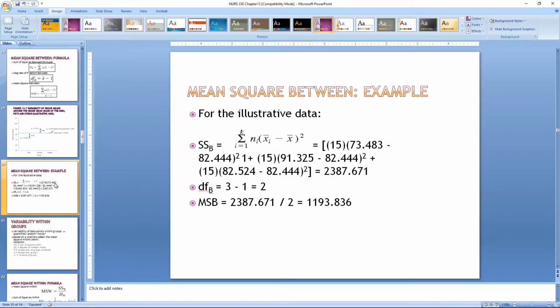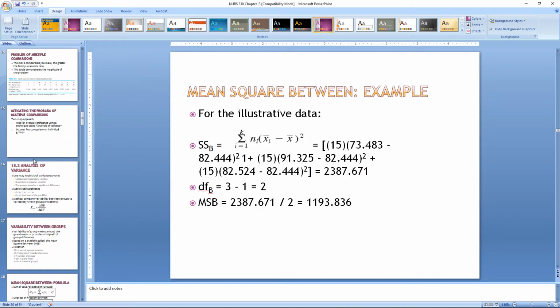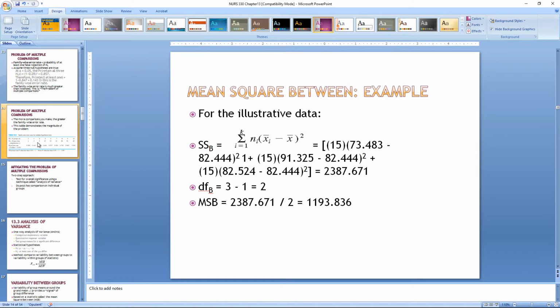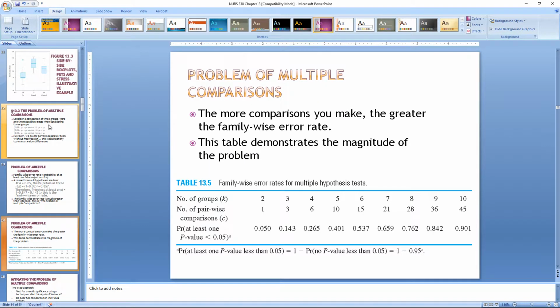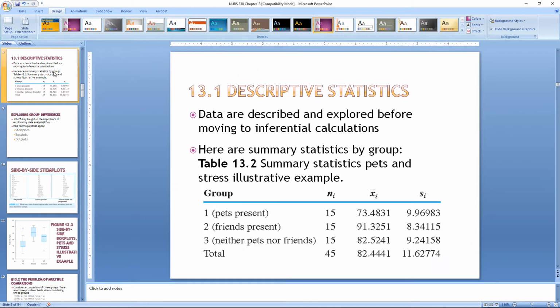So now we're going to go to the mean squared between example. If we go back to our data that we had earlier, where we had 15 people in each group, we had our x bar for each group, the mean for each group, and the standard deviation for each group, and then the total between.